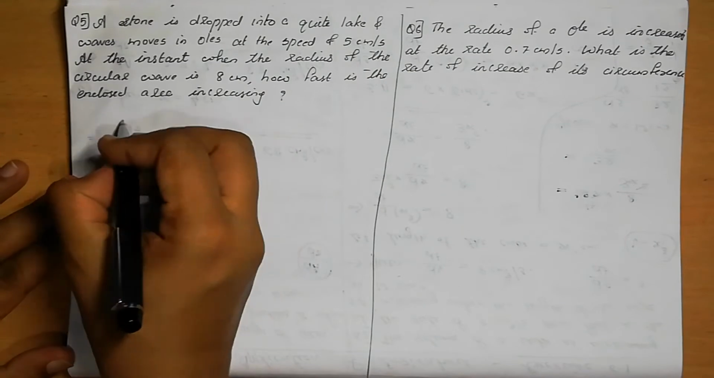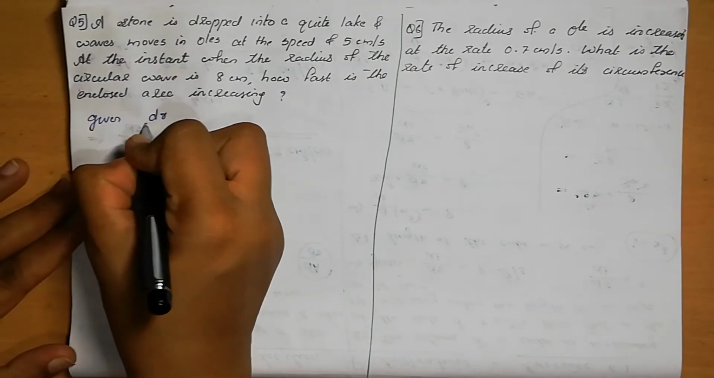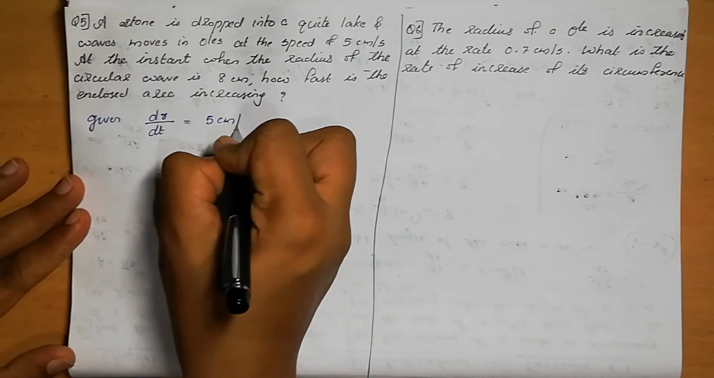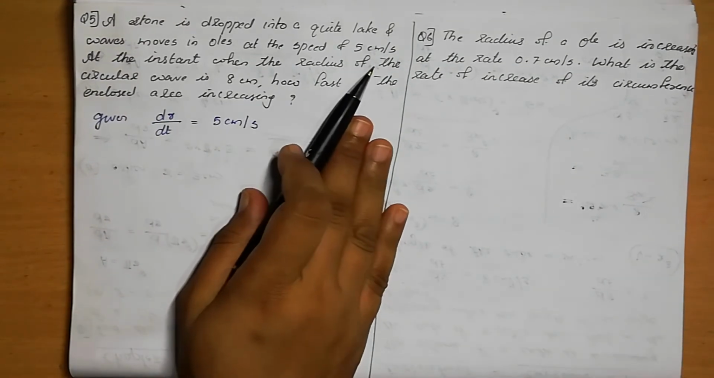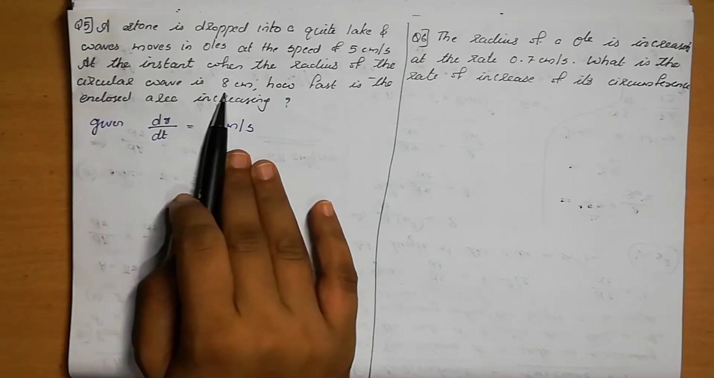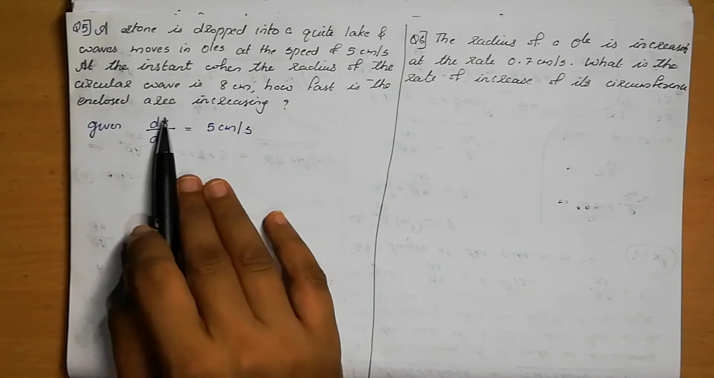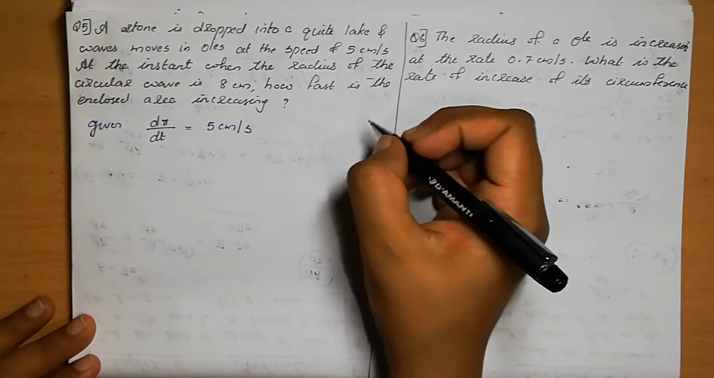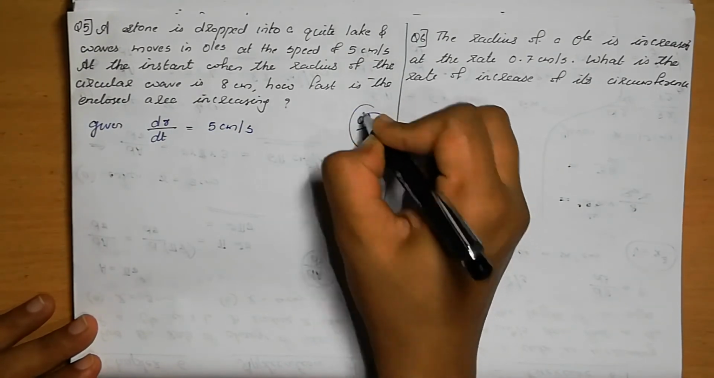So we can take it as the given rate of change of radius, that is 5 centimeter per second. The waves move in a circle at the speed of 5 centimeter per second. At the instant when the radius of the circular wave is 8 centimeter, when r equals 8 centimeter, how fast is the enclosed area increasing? That means the rate of change of area we need to find out. That means dA by dt only we are going to find out.